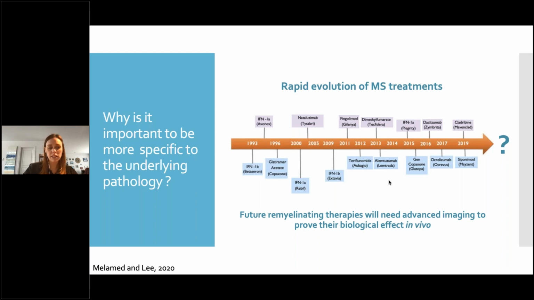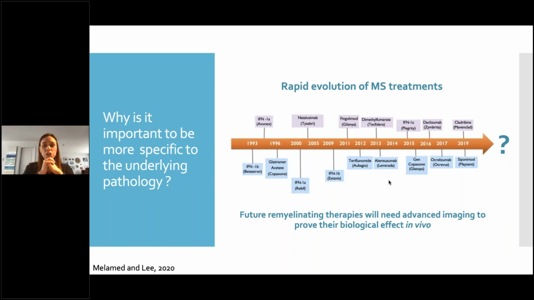In the last 20 years, there has been a rapid evolution in MS treatment. So we started with no treatment at all before the 90s, and now we have a lot of molecules that we can offer to the patient depending on the aggressivity of their disease.